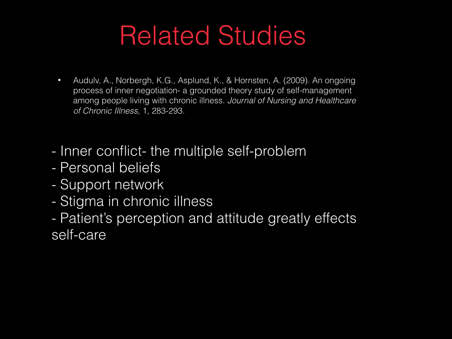Findings in this study show that the process of negotiating self-management starts with the individual figuring out their personal beliefs about health and illness. One finding that was consistent with Riegel's theory is having support and external resources was commonly given as a reason for success or failure in self-management. So if a patient felt that they had a support network, they were more likely to provide better self-care.